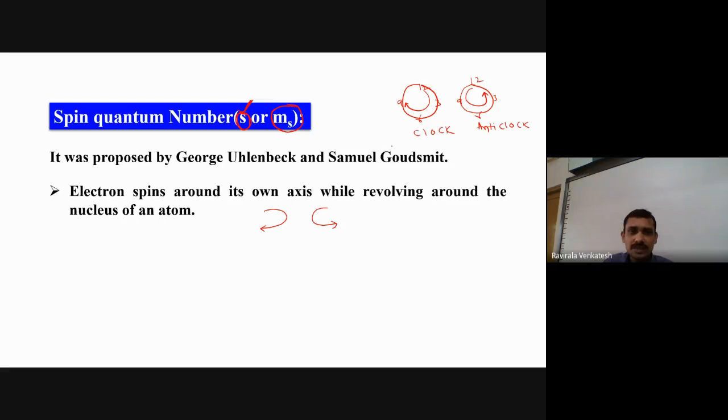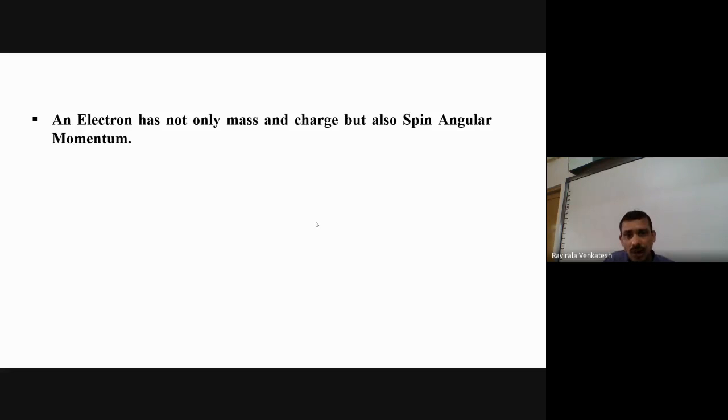Now any electron will spin like this on its own axis. I will show all the diagrams. An electron has not only mass and charge, but also spin angular momentum because of spinning. Because of spinning, it gets an angular momentum called spin angular momentum.